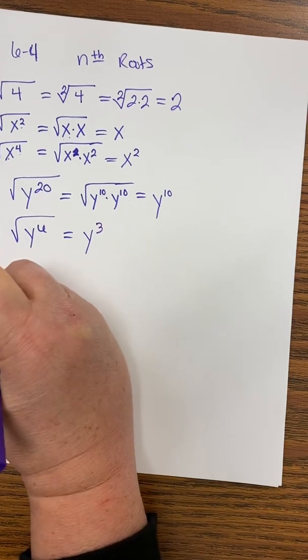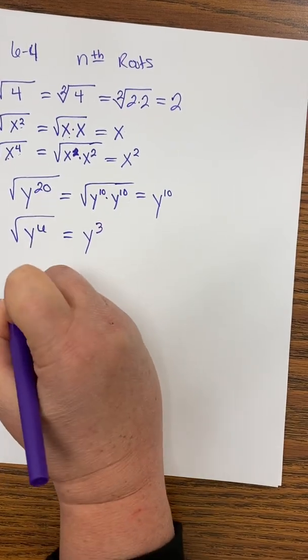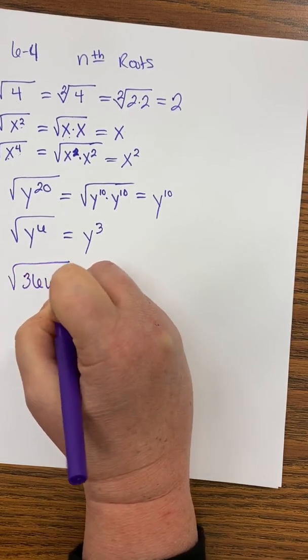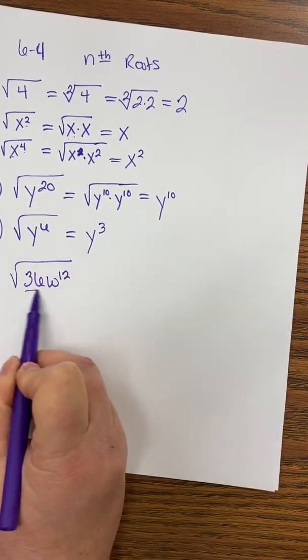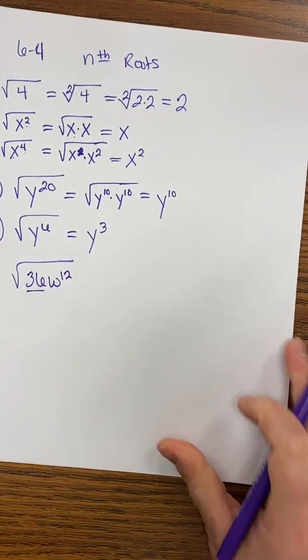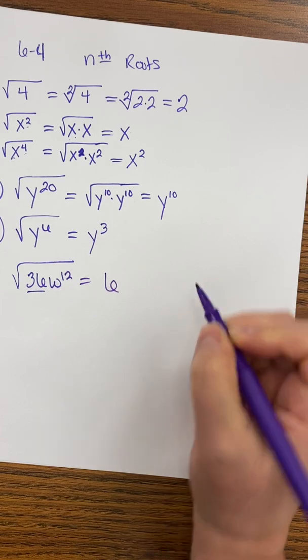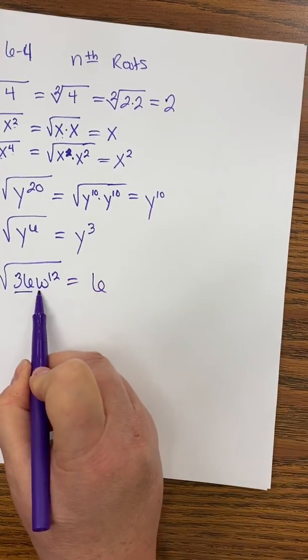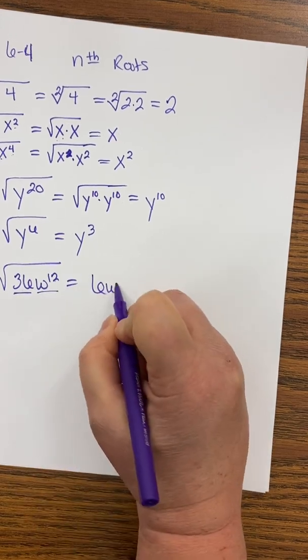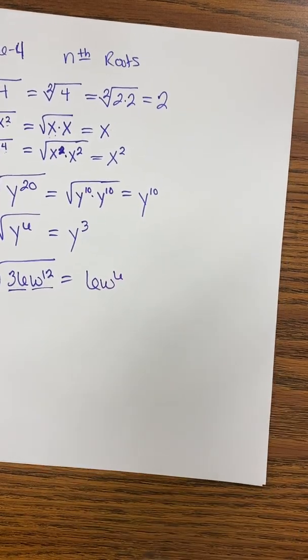Now let's try with coefficients or factors. So 36w to the 12th. Now this 36, that part doesn't change. That's still the square root of 36, which is 6. It's a perfect square. Now do what we just learned, w to the 12th. So halve the 12, so it's w to the 6th.